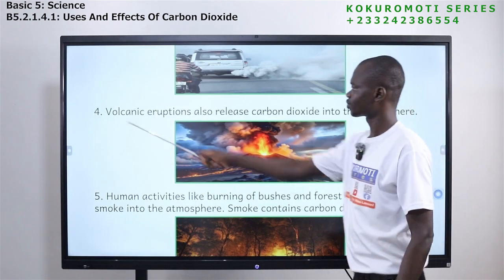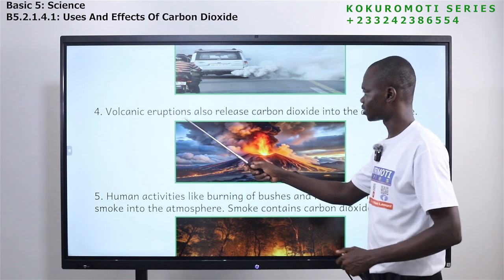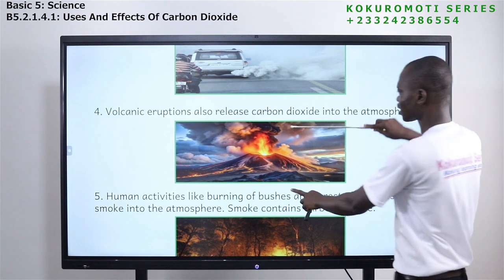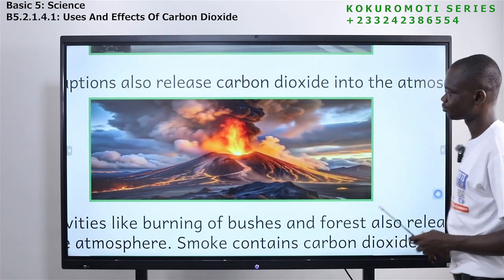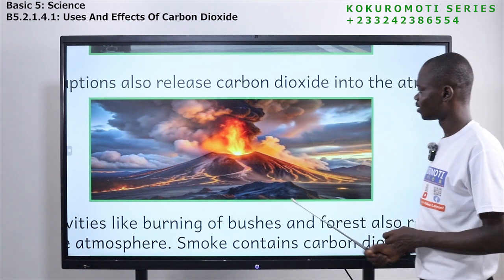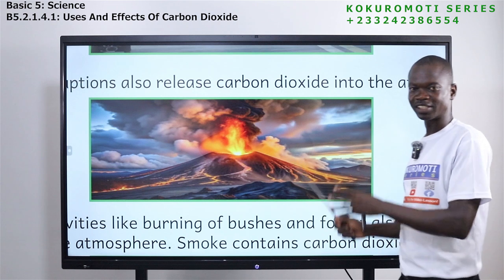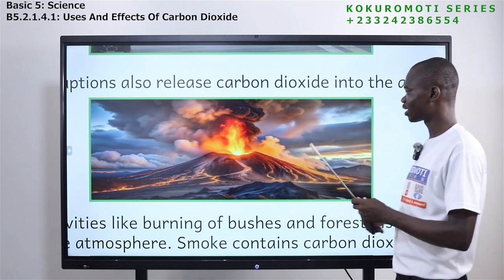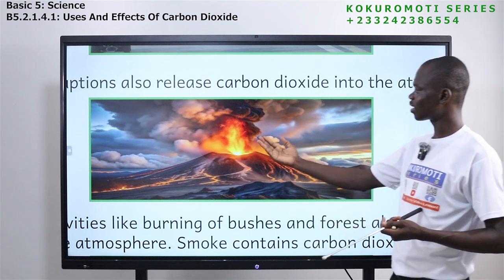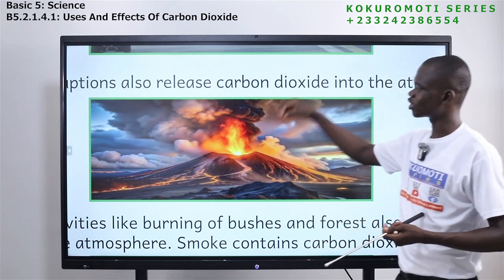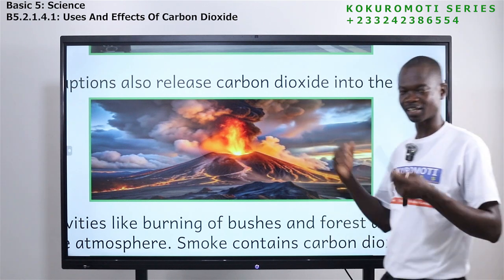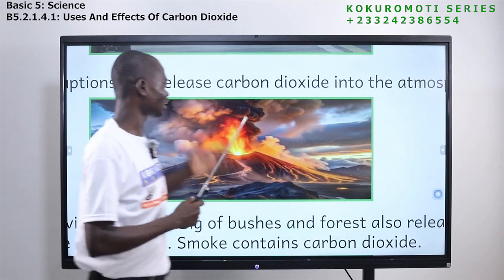The next one is this. Volcanic eruptions also release carbon dioxide into the atmosphere. So this is how a volcanic eruption looks like. You can see fire and smoke. The fire here is not set by human beings, it's by nature. So the rocks get melted and it explodes. So you see the fire and then the smoke. So the smoke from this side goes into the environment to pollute the environment, because it contains what? Carbon dioxide.